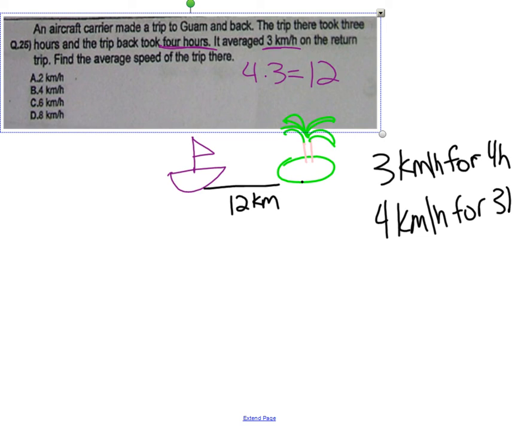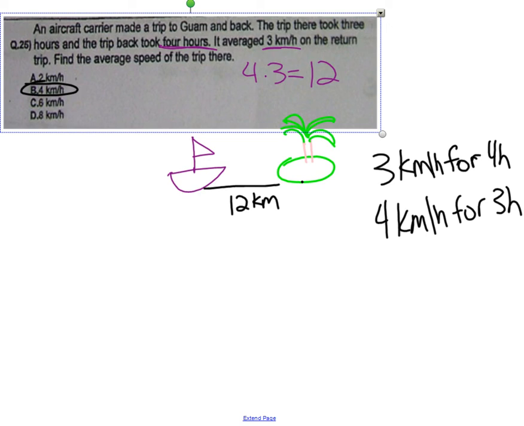So it says find the average speed of the trip there. Oh, it just says what was the average speed. Okay, we're done. So it's just 4. I thought it was going to make us find the total average speed for the whole trip, which would have been more difficult.